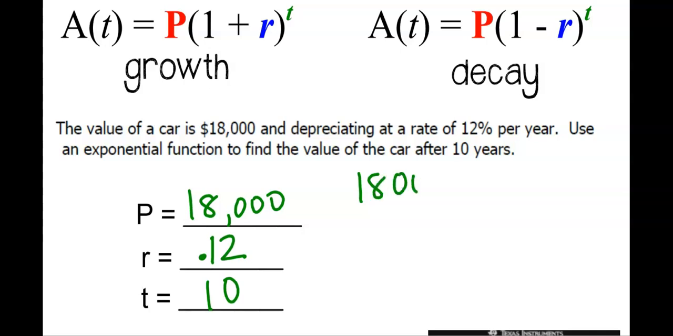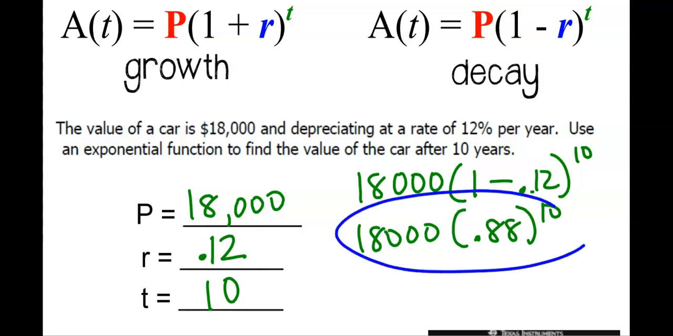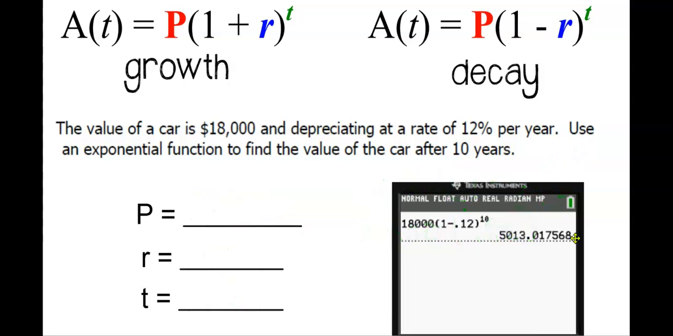Now you can type it into your calculator as 18,000 times 1 minus 12%, or you can choose to perform this difference and write your function as 0.88, right? Because 1 minus 0.12 is 0.88. And this is how I know it is decay, when the rate is below 1, right? Between 0 and 1 is decay. So you could type that into your TI-84, and once you compute, you will get your value.